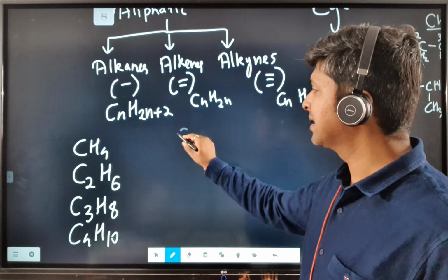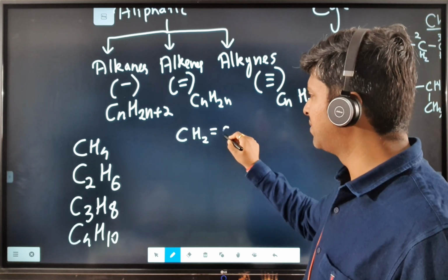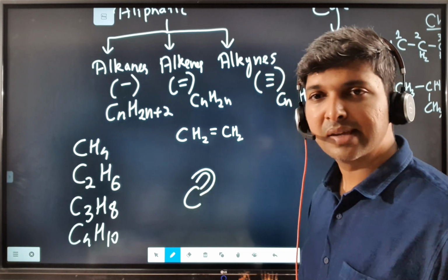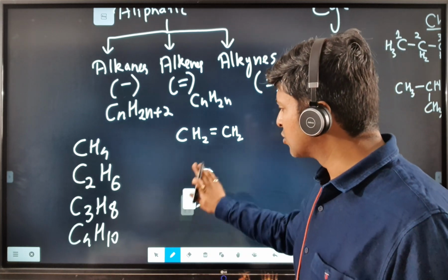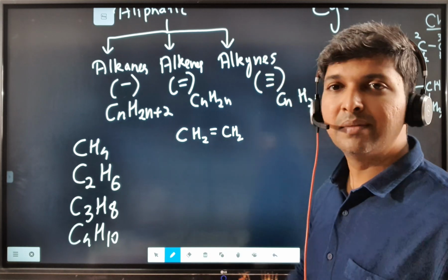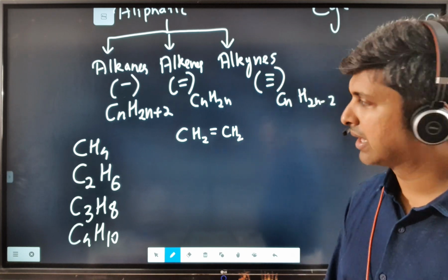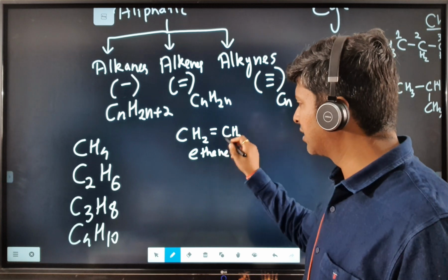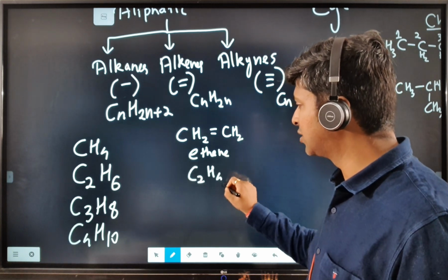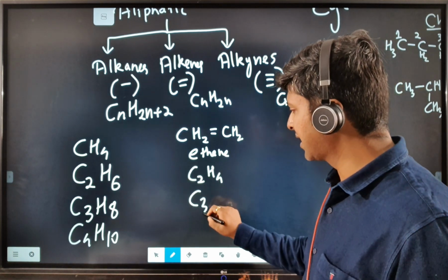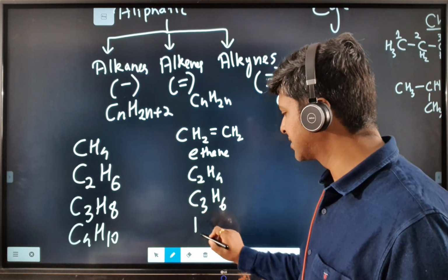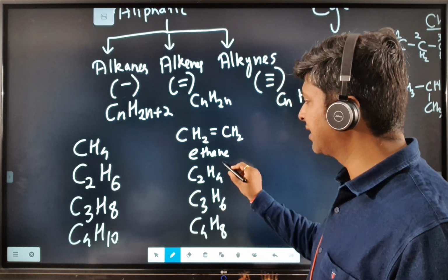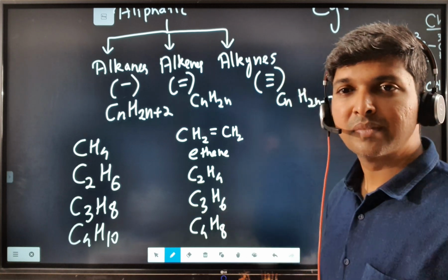In alkenes, the smallest alkene begins with 2 carbons, because we cannot have one carbon having a double bond with itself. That's not possible. So we require a minimum of 2 carbons to form an alkene, and that is CH2=CH2. This is an ethene molecule. The molecular formula of this will be C2H4. Then the next alkene member is C3H6, then C4H8. This is ethene, propene, butene.